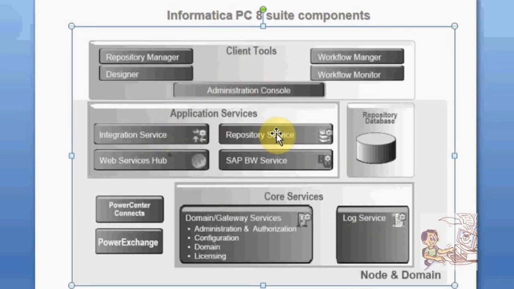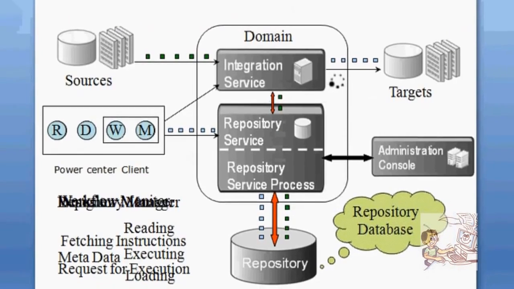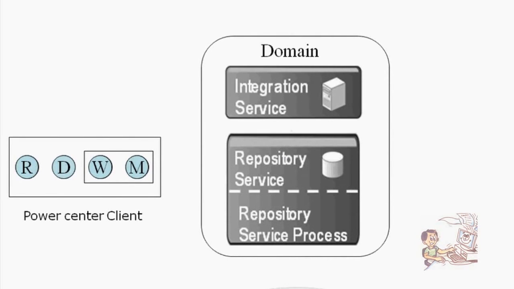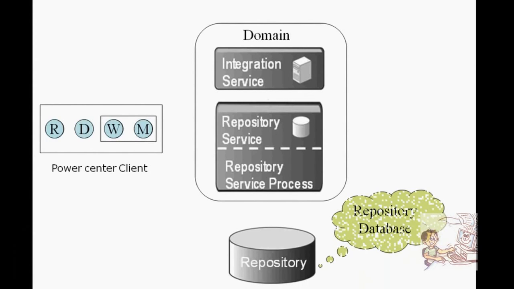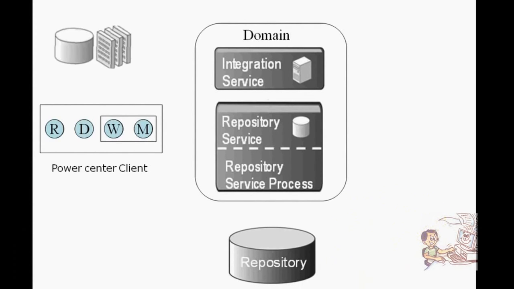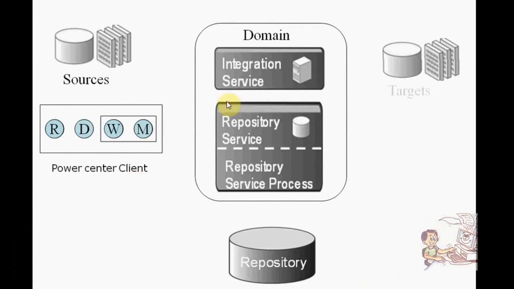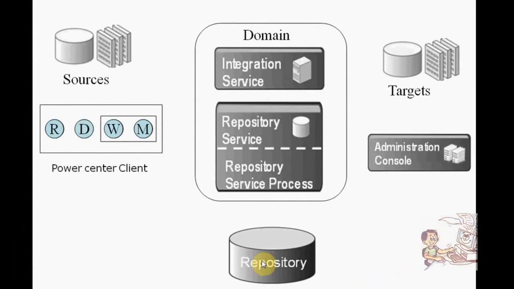In the next architecture, we can see how we work with the application services. So this is the architecture. These are the client tools: Repository Manager, Designer, Workflow Manager, and finally Workflow Monitor. This is the client part in Informatica. This is the admin part in Informatica. In the domain, we create a repository and integration service. Each and every repository contains its own repository database.